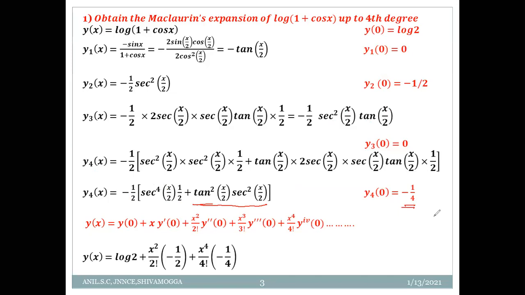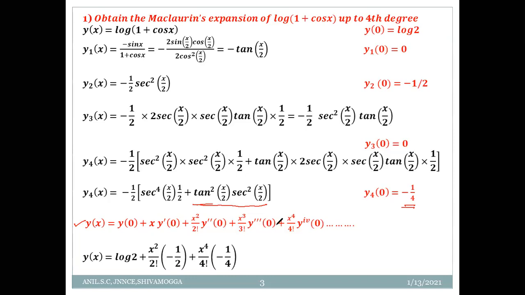And the rest is very simple. You write the Maclaurin series and substitute. This is the Maclaurin series: y of x is equal to y of 0 plus x into y dash of 0 plus x square by 2 factorial into y double dash 0 plus x cube divided by 3 factorial into y triple dash 0 plus x power 4 divided by 4 factorial into fourth derivative 0. This is the Maclaurin series up to the fourth degree term.